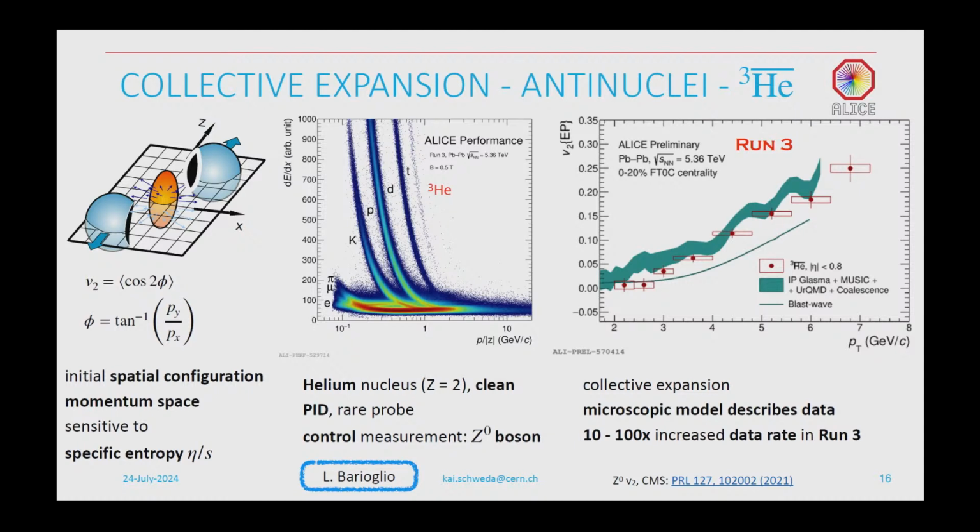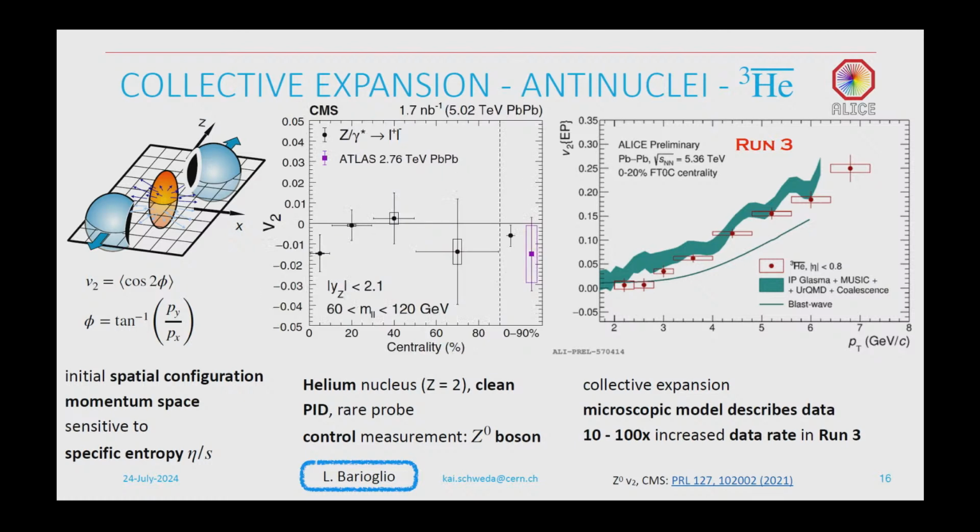It's very large. You see this goes up to 20-25%. And the control experiment was done by CMS a few years ago. And you see here the scale. Look, this is plus minus 1%. The Z boson does not participate in the collective expansion of the medium because the Z boson, neither its decay daughters, if you look in leptons, see the free color charges. And ALICE is now taking 10 to 100 times more data than in Run 1 and 2.